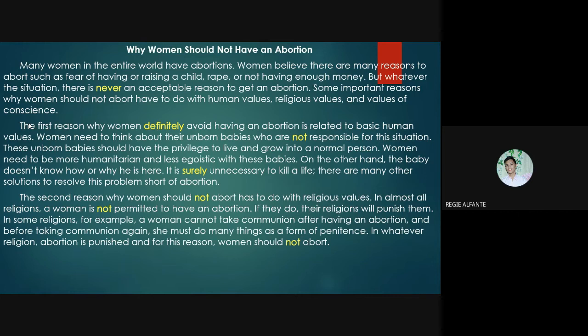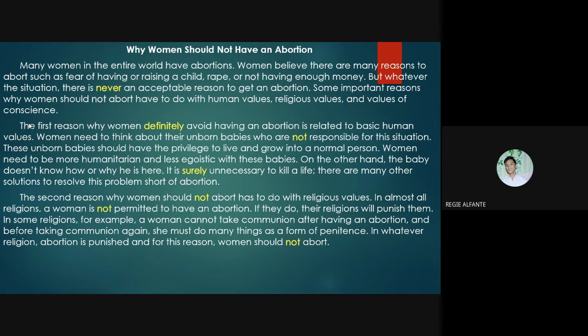So never negates the acceptable reason of doing abortion. Some important reasons why women should not abort have to do with human values, religious values, and values of conscience. The first reason why women should definitely avoid having an abortion is related to basic human values. So the adverb definitely affirms that women should avoid abortion.